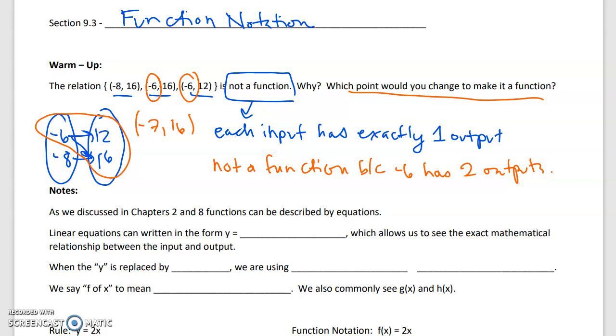So let me make a second mapping diagram. Don't have a ton of space, but let's squeeze that in there. So if we change that input for this point to -7, we would have -6, -7, -8, and our outputs would still be 12 and 16. And again, -8 maps to 16, -7 maps to 16, and -6 maps to 12. And this is a function because each input has exactly one output.